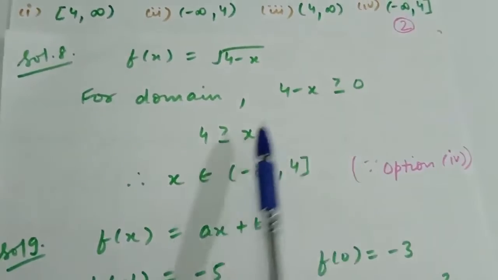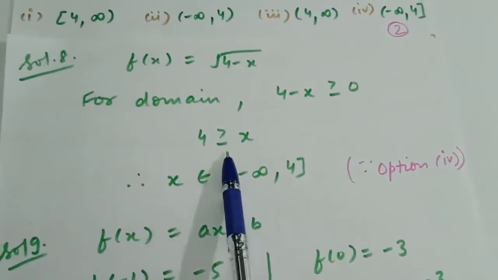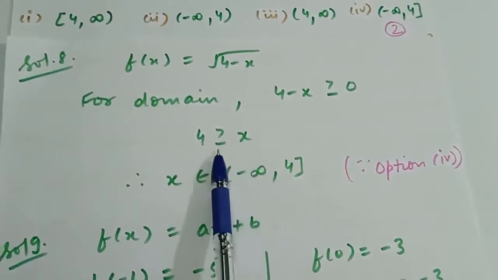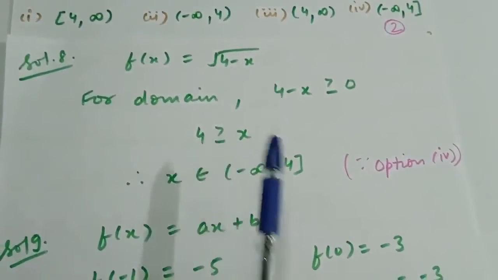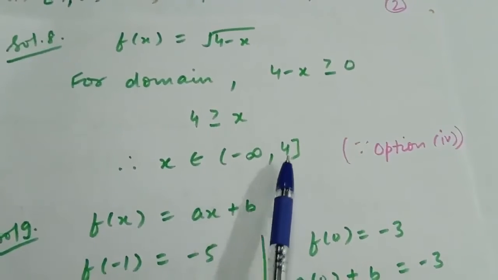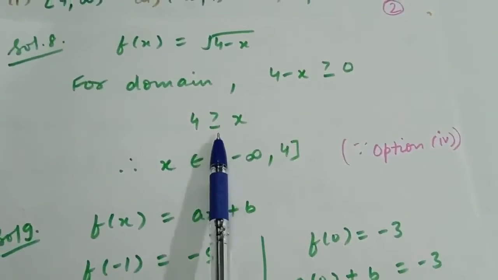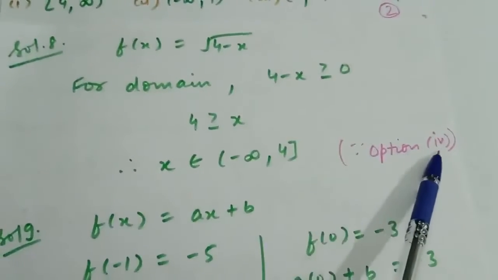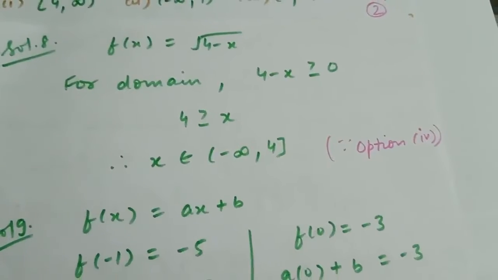Take x that side, 4 is greater than or equal to x. So x is either equal to 4 or less than 4. So the value will be x from minus infinity to 4, because equality is there, so the close bracket will come. So option 4th is correct.